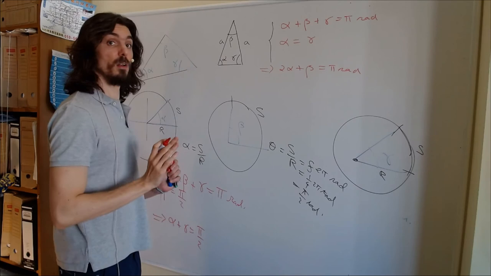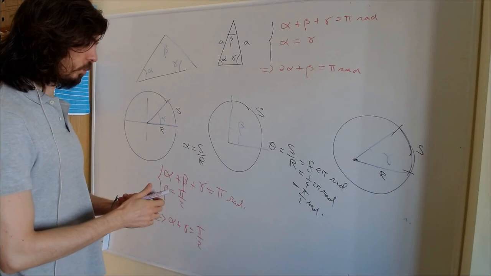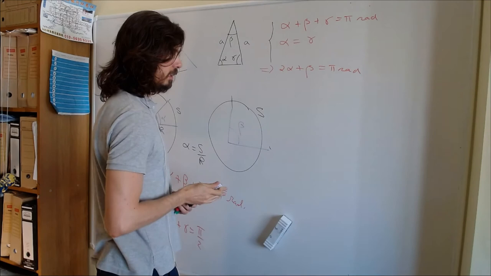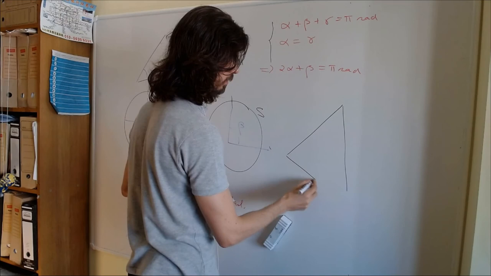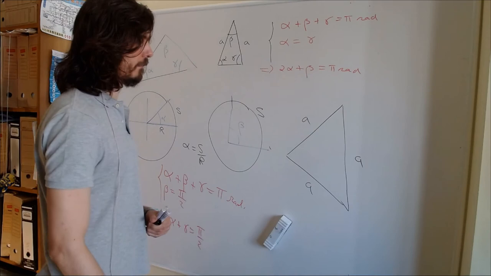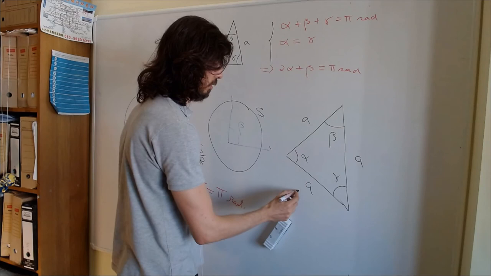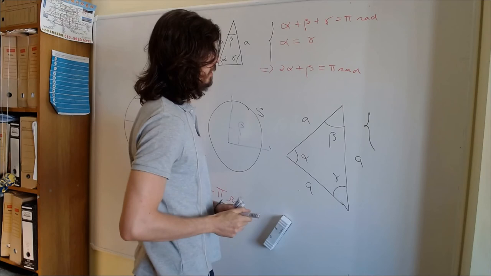Okay? We can go further. Let's just assume that all sides are the same. This is a very important triangle. Let's make it. So this is A, this is A, this is A. This is alpha, beta, gamma. Okay, what can we say? You're almost guessing what I'm going to say.